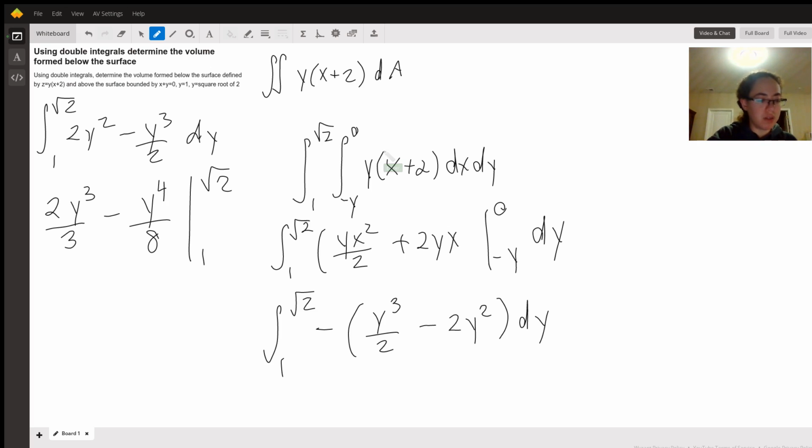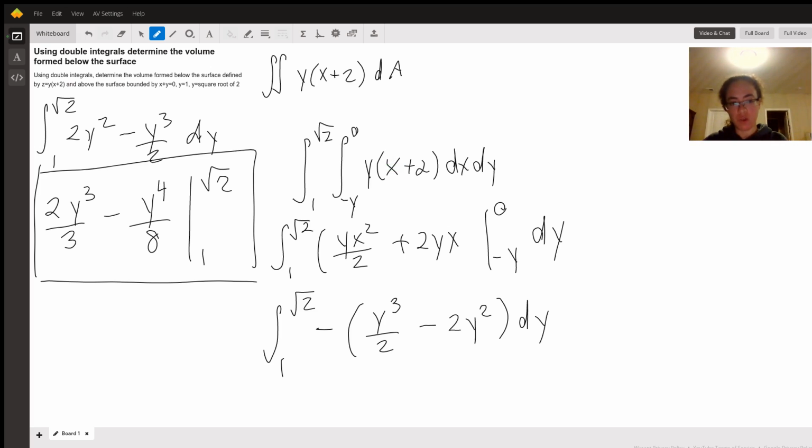And I actually won't plug this into a calculator. You can evaluate this on your own just by plugging in square root 2 and then subtracting, plugging in 1. And I hope that was helpful.